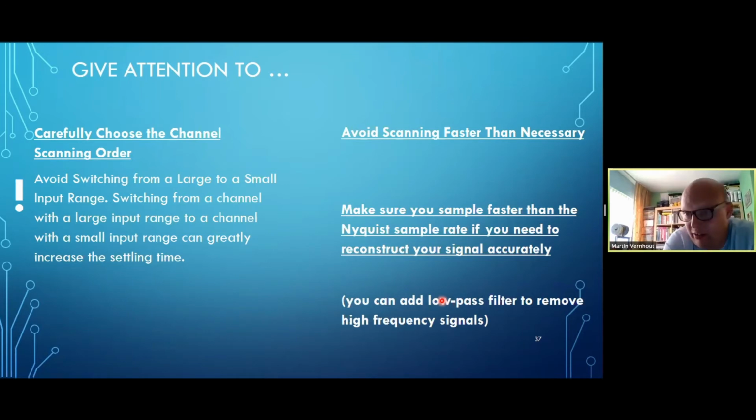Avoid scanning faster than necessary, so you don't end up with too much data, or that you are picking up more noise because your bandwidth is now higher. Make sure you sample faster than the Nyquist sample rate if you need to reconstruct your signal accurately. Not always needed, but if you want to look at your signal in the frequency domain and you want to really know what's happening there, make sure you're fast. And you can add a low-pass filter to remove the high-frequency signals, which is often called the anti-aliasing filter.